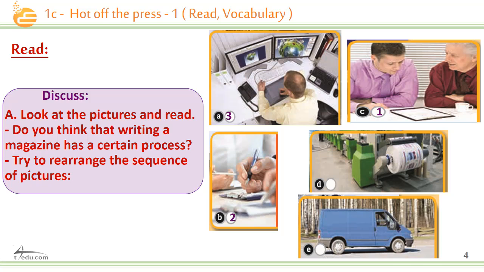Number four. Yes, they start printing. Very good. Number four is the printing process. And number five, last but not least, is when they deliver these magazines to the places, maybe to the shops. If you're a member, they can deliver it to your house. So number five. Very good.